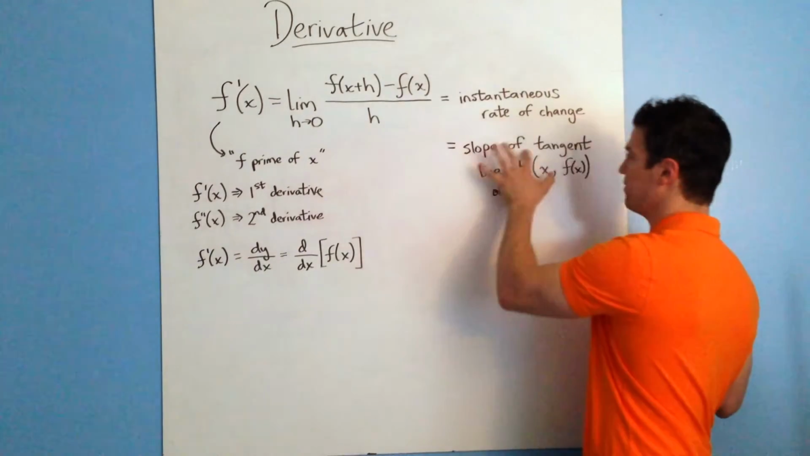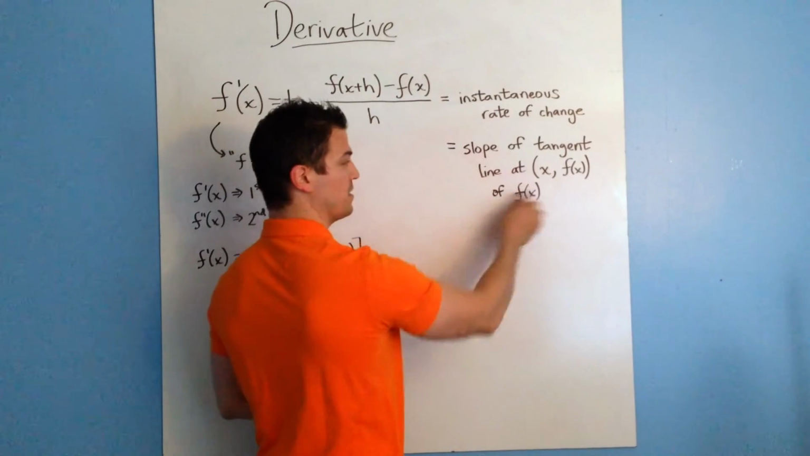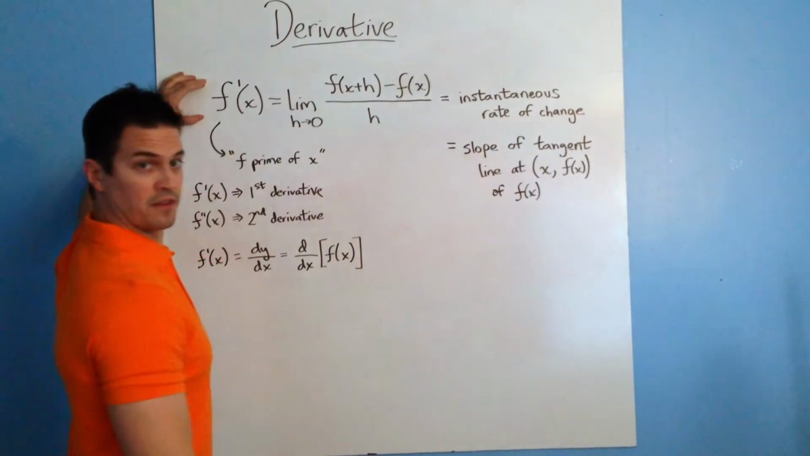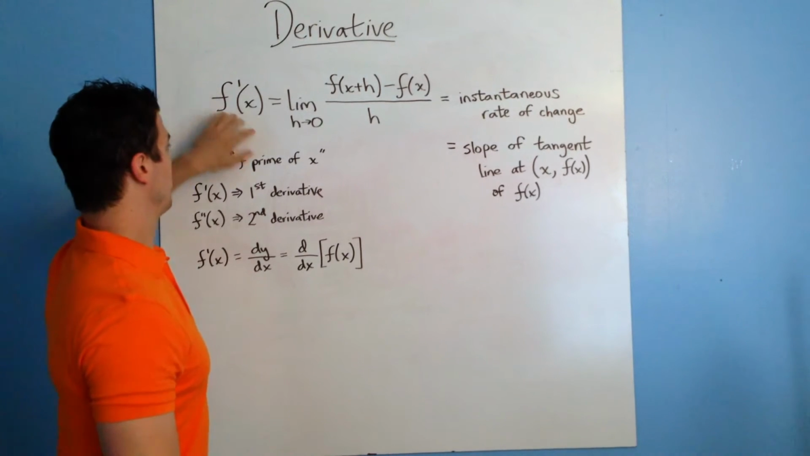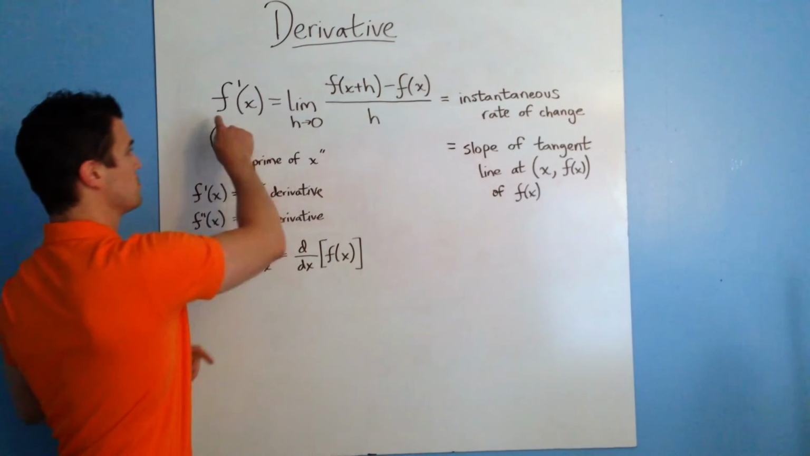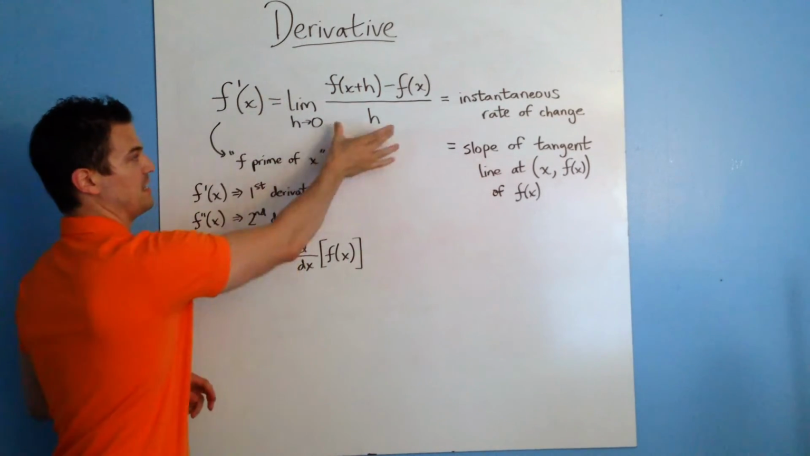That's because the slope of a tangent line at point x, f of x, of the function f of x, can be calculated using this equation. Okay, so it's called a derivative. This f prime of x, that's how you say this f with the little line up here, f prime of x, is equal to the derivative.